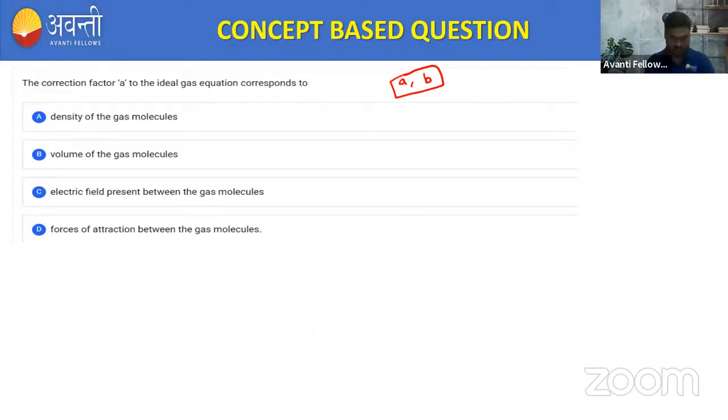So density of the gas molecule, volume of the gas molecule, forces of field present between the gas molecule या forces of attraction. So always remember बेटा, this A show the attractive forces, right? यानी ये attractive forces पे डिपेंड करता है, ये attractive forces को बताता है. ठीक, यानी अगर A का वैल्यू ज्यादा है इसका मतलब है वहां पे attractive forces ज्यादा है. और जो ये B है ना, ये बताता है हम लोगों को वॉल्यूम ऑफ द गैस मॉलिक्यूल, वॉल्यूम ऑफ द गैस मॉलिक्यूल.